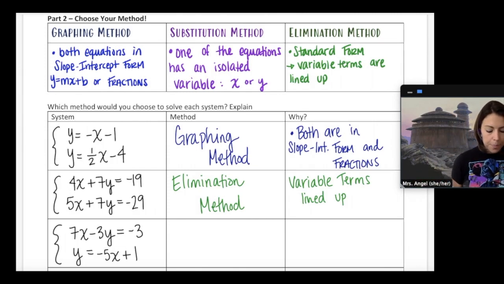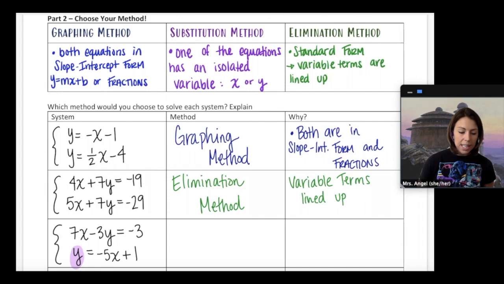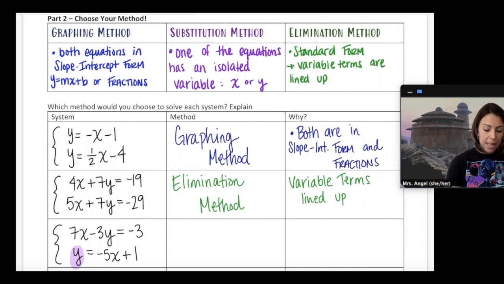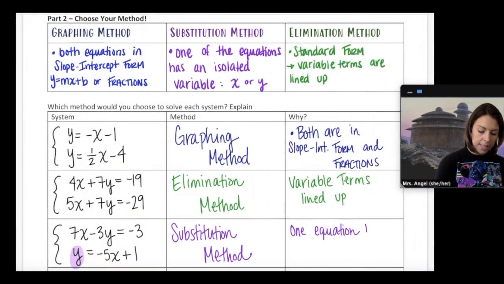Last one, 7x minus 3y equals negative 3, and y equals negative 5x plus 1. Which method would you use here? I see one equation with an isolated variable. The only variable that's isolated here is y. So that leads me to believe that the best method to use would be substitution. Why? Because one equation has an isolated variable.